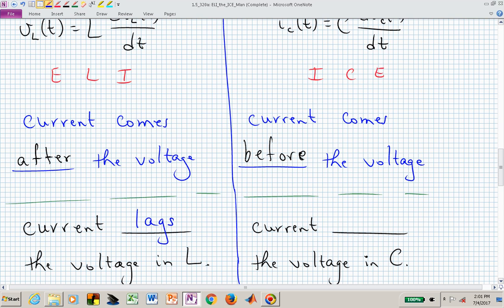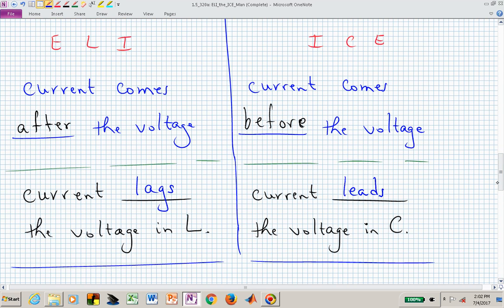Or in terms of the capacitor, the current leads the voltage in a capacitor. And we'll now use lags and leads a lot during the rest of this semester, or especially in the power portion of this class. And so current lagging the voltage means that the current is following in the time domain the voltage, and the current leading means that the peak in the current is happening before the peak in the voltage in a capacitor.